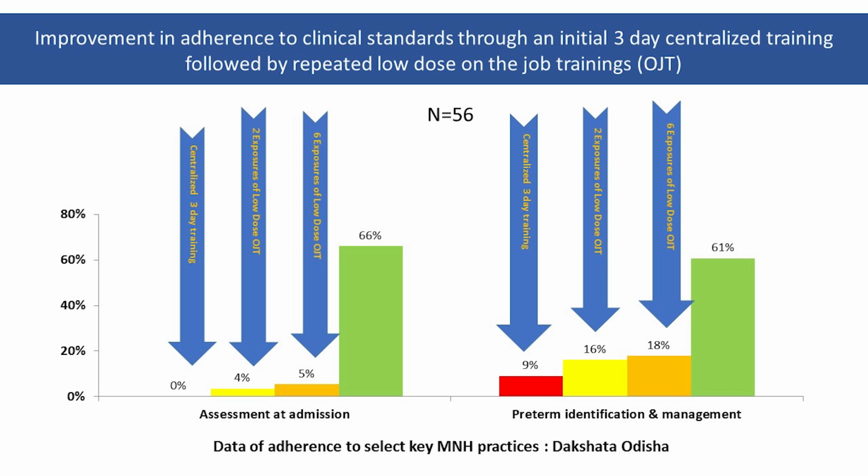So you just increased from 0 to 4%. But after you gave 6 doses of on-job short duration trainings, you saw that the adherence to practices improved to 66%.